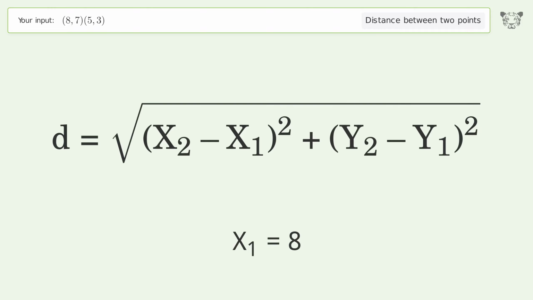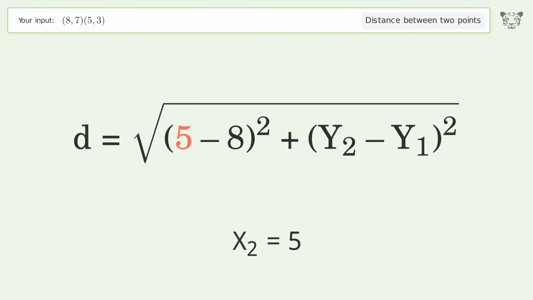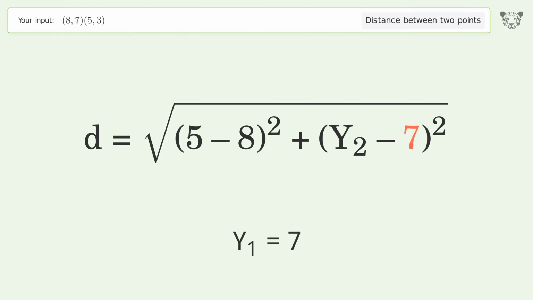x1 equals 8. x2 equals 5. y1 equals 7. y2 equals 3.